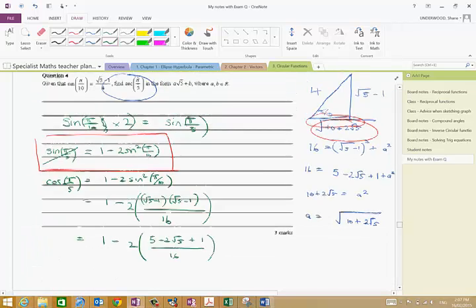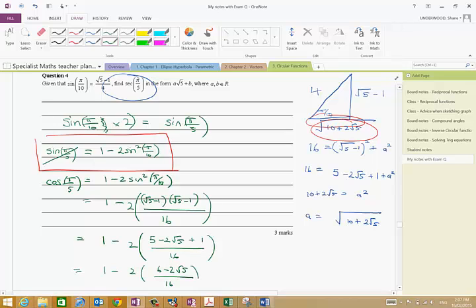Good. And that's going to be 1 minus 2 times 6 minus 2 root 5 on 16, which is equal to 1 minus 6 minus 2 root 5 on 8, which is the same as 8 over 8, which is equal to 2 plus 2 root 5 on 8, which we can say is 1 plus root 5 on 4. Do we agree with that?